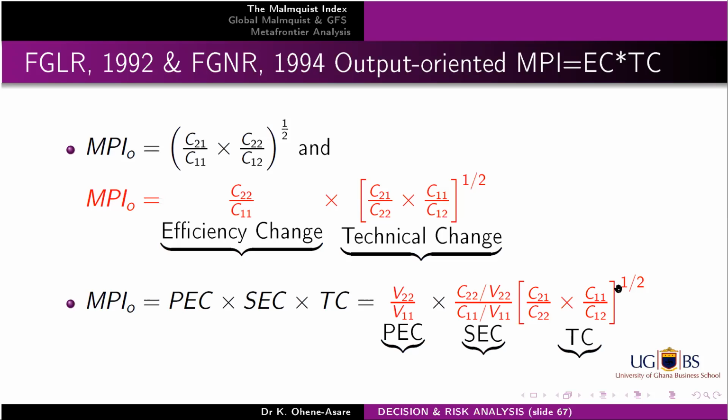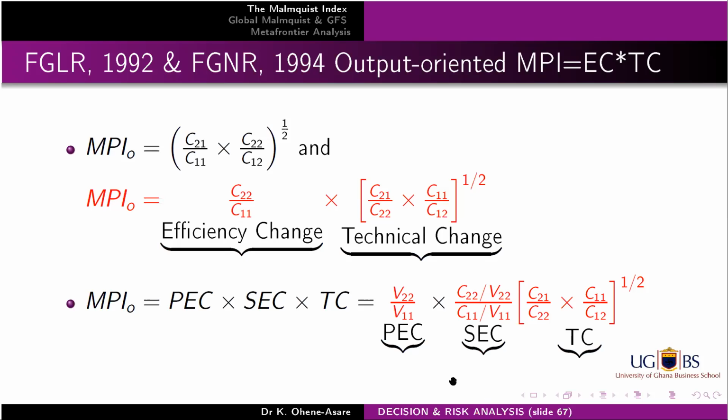So look at the technological change part. If you compare it with the same technical change part here, it is untouchable. It has not changed. It is the same as in the Fare, Grosskopf, Lindgren, and Roos one. The only thing that has been split is this C22 over C11. And it's been split in a very interesting way, and I'll tell you why it's very interesting.